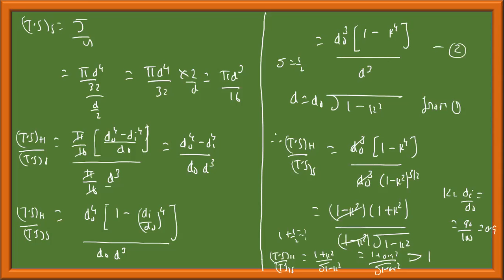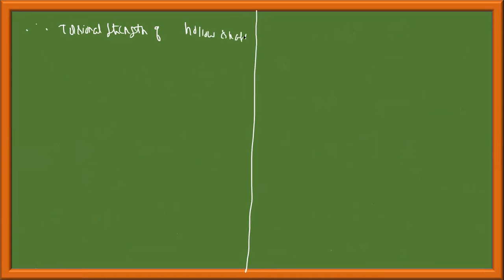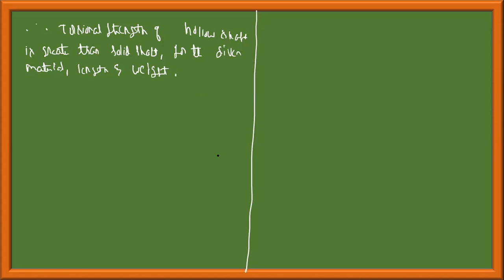1.81 divided by a term which is less than 1 should be greater than 1. You calculate and tell me. Therefore, the torsional strength of the hollow shaft is greater than that of the solid shaft for the given material, length and weight. Hope you can understand this.